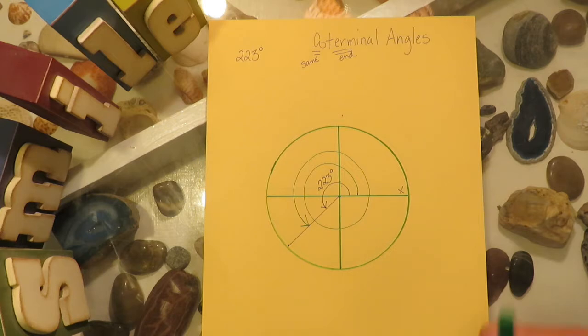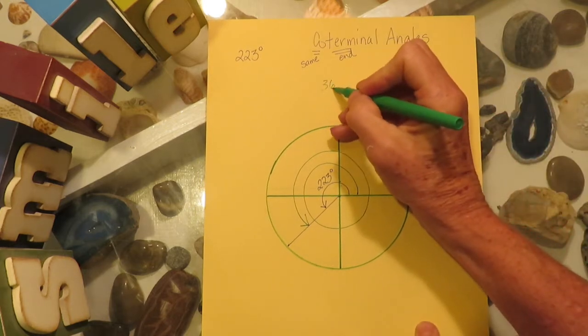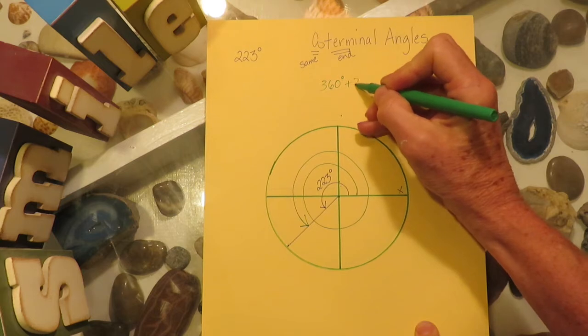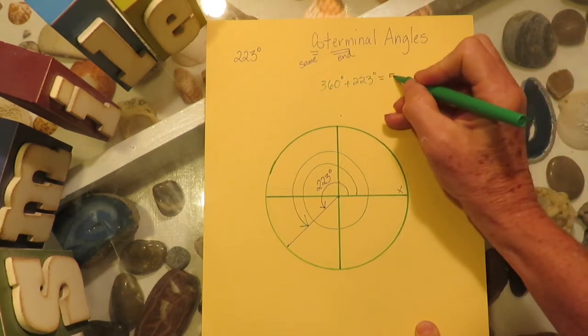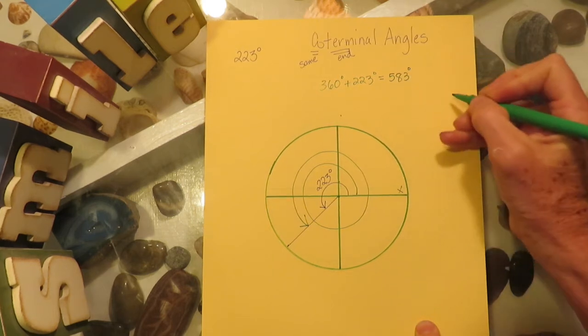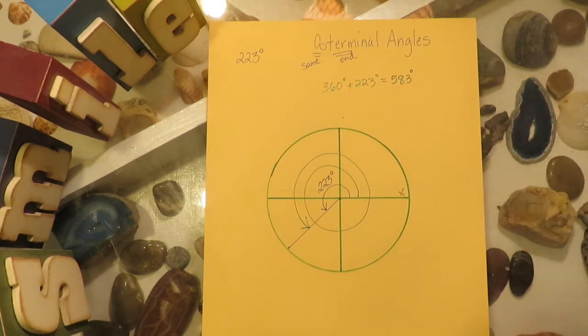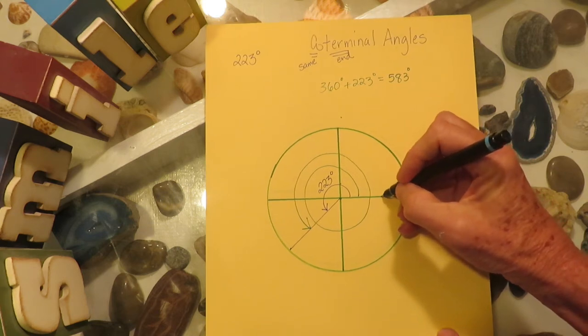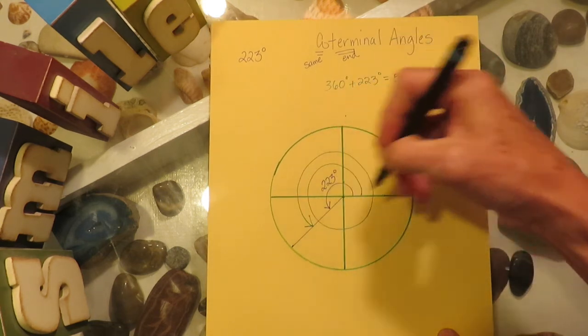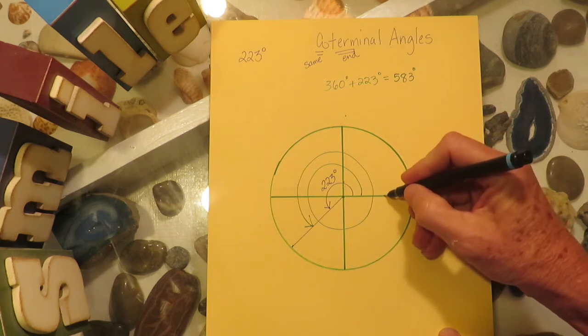And if I add 360 degrees plus 223 degrees, I would get 583 degrees. 583 degrees is coterminal to 223 degrees. I could also rotate this direction, so this direction would be considered negative. Those two angles I rotated are considered a positive direction.